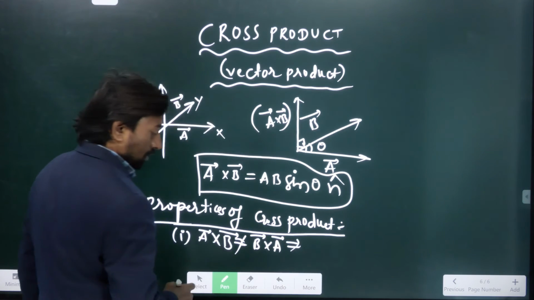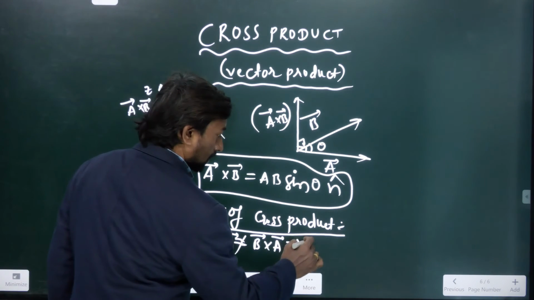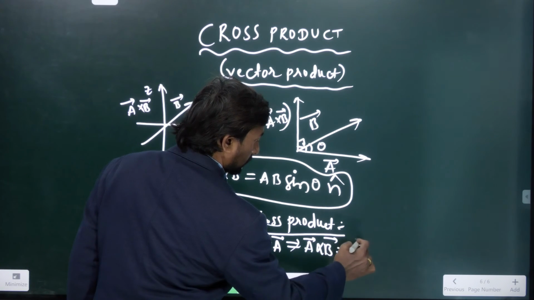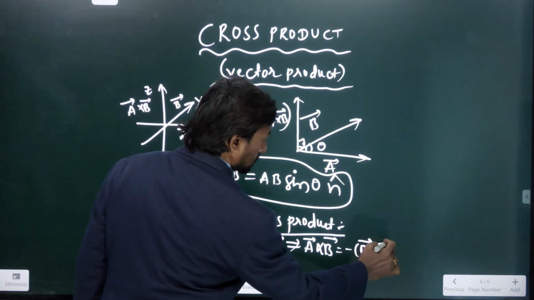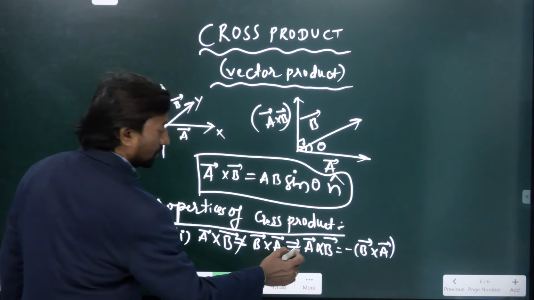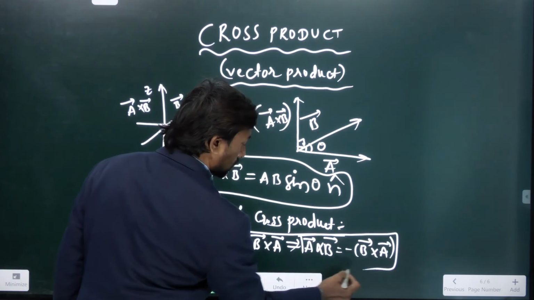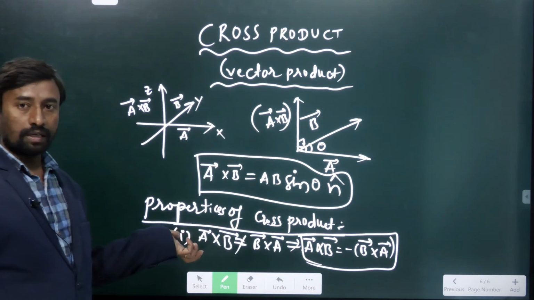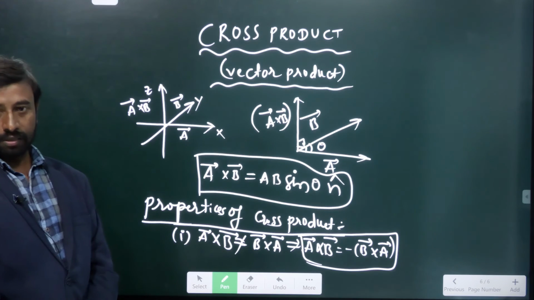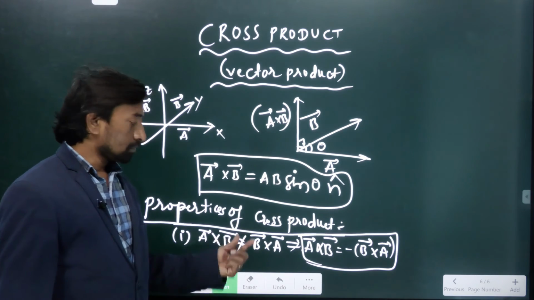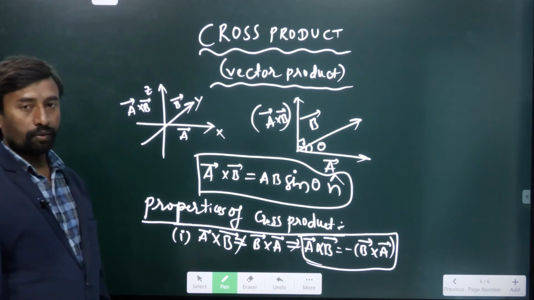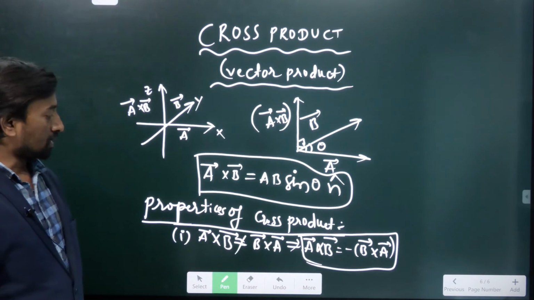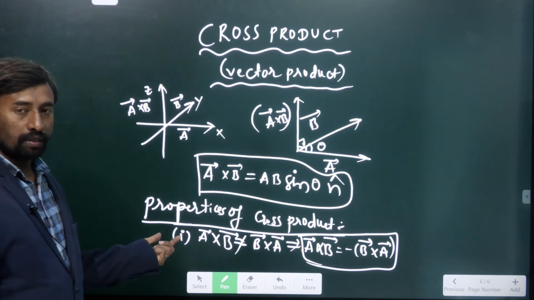It is not equal to b bar cross a bar, but it is equal to the following: a bar cross b bar equals minus b bar cross a bar. So this is not a commutative law. The commutative law would be a bar cross b bar equals b bar cross a bar, and then we could say the product obeys the commutative law. But here it is not equal to b bar cross a bar, so we can say the cross product does not obey the commutative law.